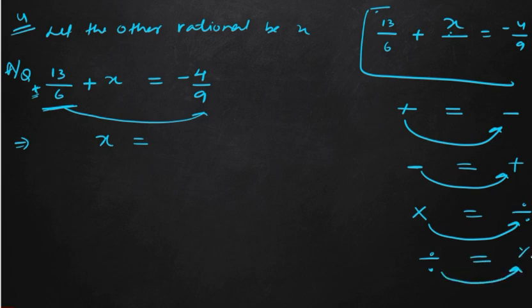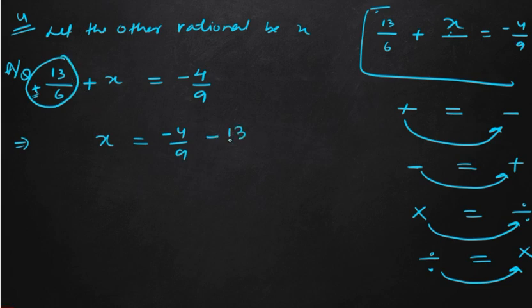So here 13 by 6 is in addition with x. If we change the side, it becomes subtraction. That means minus 4 by 9 was there. Now we need to transfer this plus 13 by 6. If we change the side, it will become minus 13 by 6. Now we have to solve this.